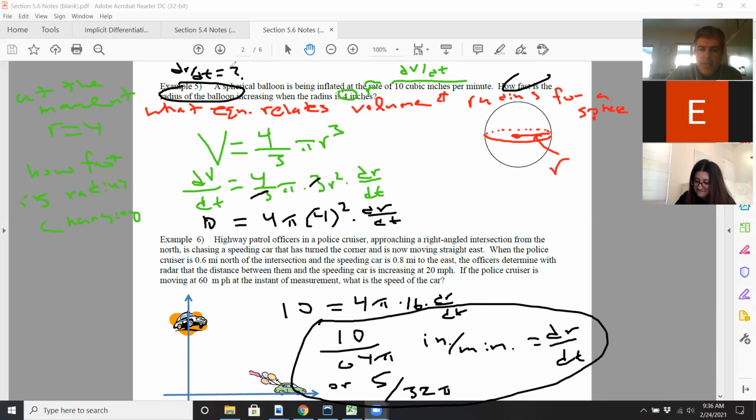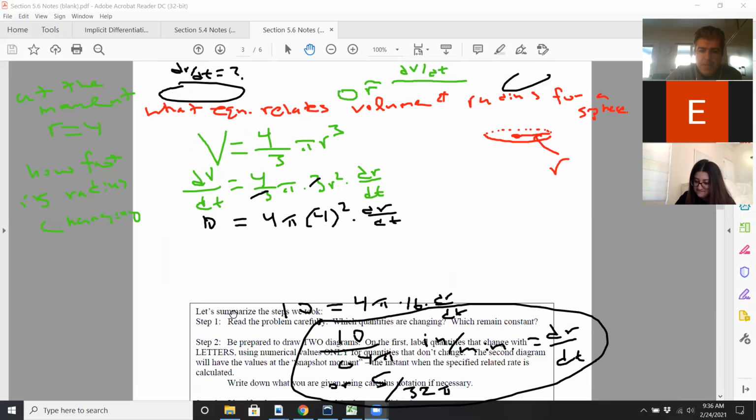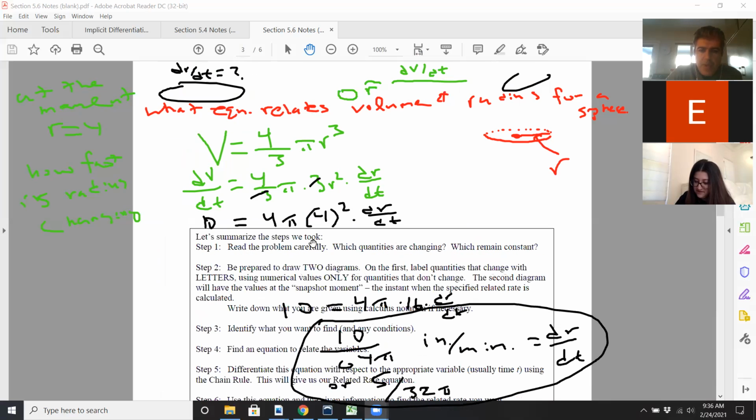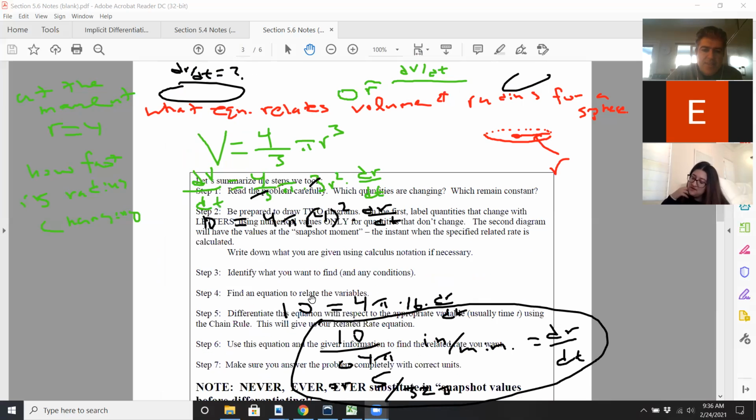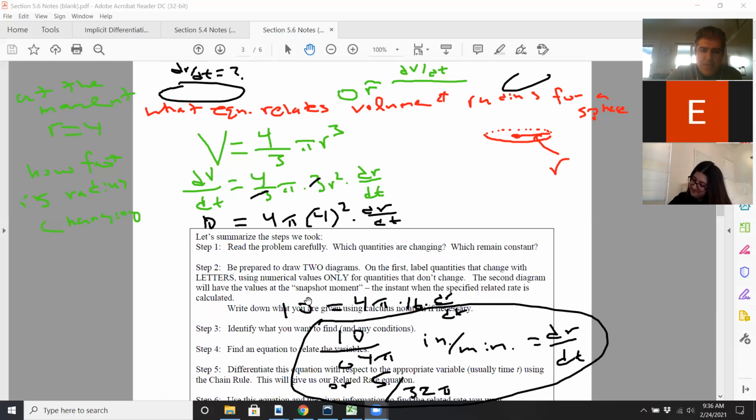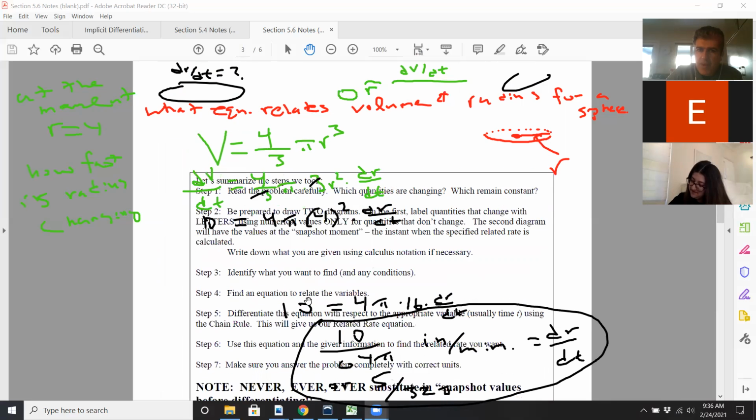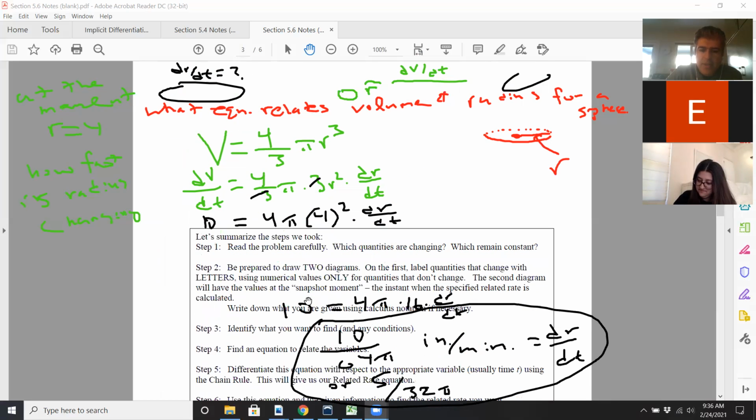Let me show you the summary of steps, and I'll go back and spend more time if you need me to. So read the problem carefully. What is changing? What remains constant? This has 6, 7 steps. I don't know if you really need to do 7 steps. Really, steps 4, 5, 6, 7 is what I care about. But 1, 2, and 3 are kind of good in case the situation is complicated.